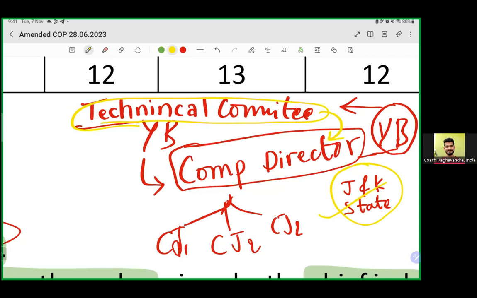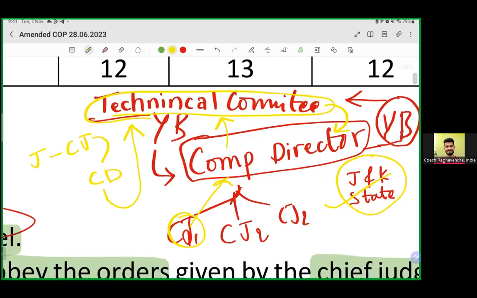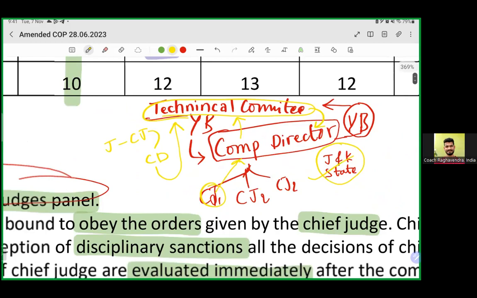So hence, this chief judge is supposed to follow the instructions and guidelines from the competition director, and competition director is bound to follow the instructions given by the technical committee of the Yogasana Bharat. Now, to simplify, so judges follow chief judge, chief judge follows the competition director, competition director follows the technical committee instructions and advices. This is to give a brief overview about it.